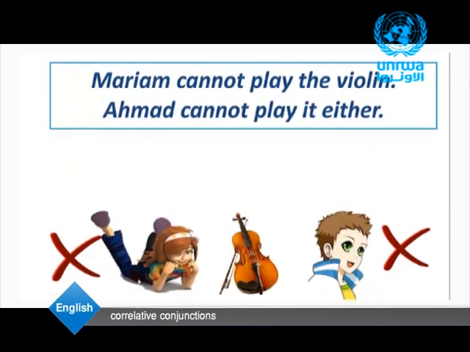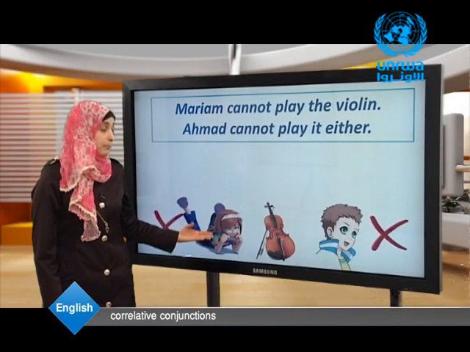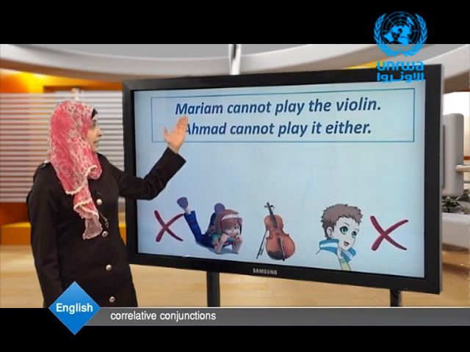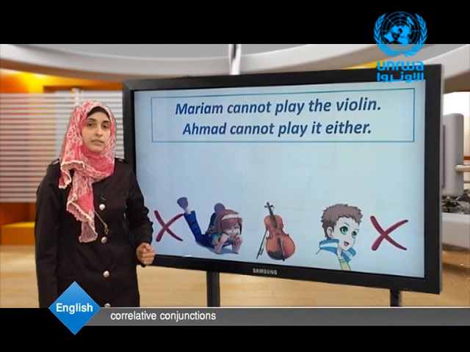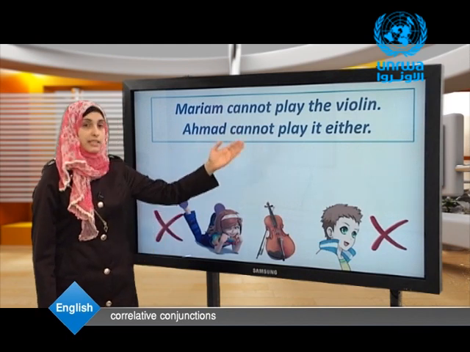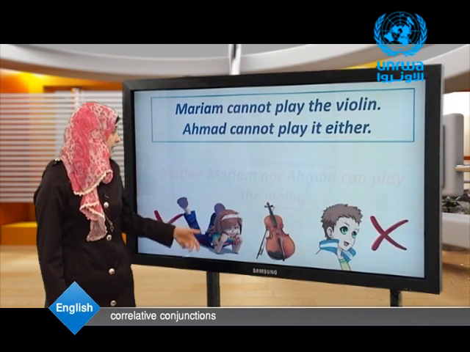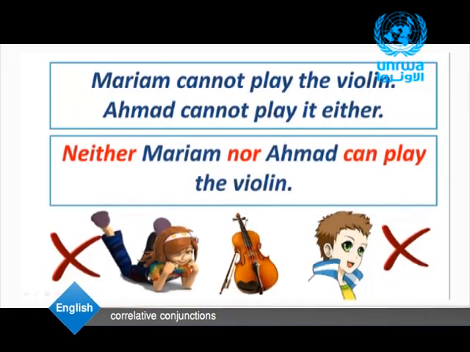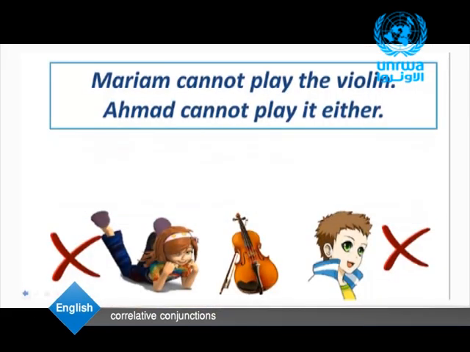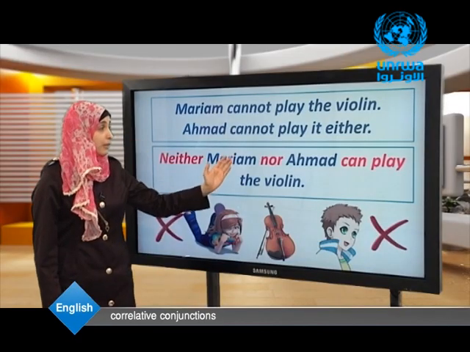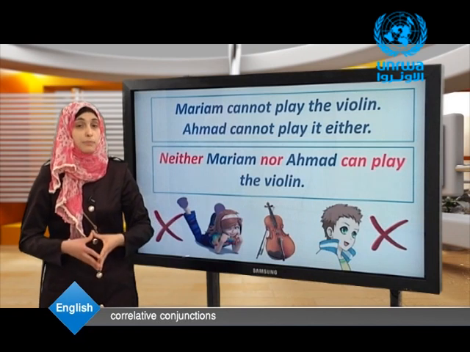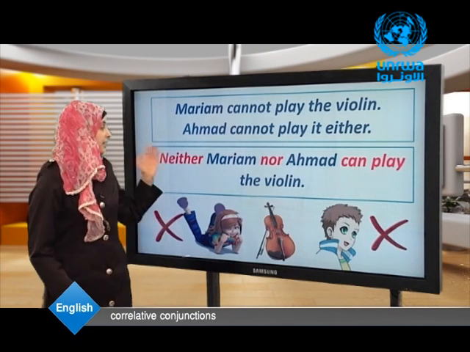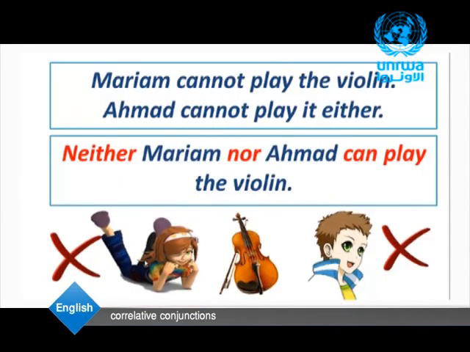Look at Maryam and Ahmed here. Can Maryam play the violin? No, Maryam cannot play the violin. What about Ahmed? Can he play the violin? Ahmed cannot play it either. So we say neither Maryam nor Ahmed can play the violin. Again, the sentence is negative in meaning because we have used neither here.